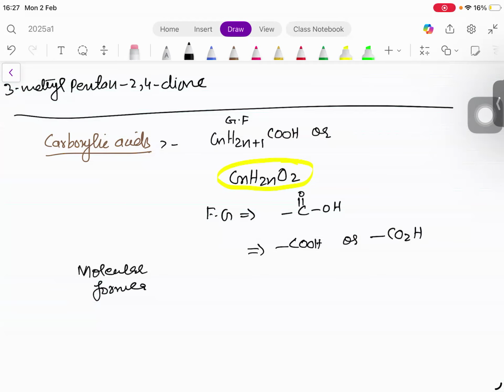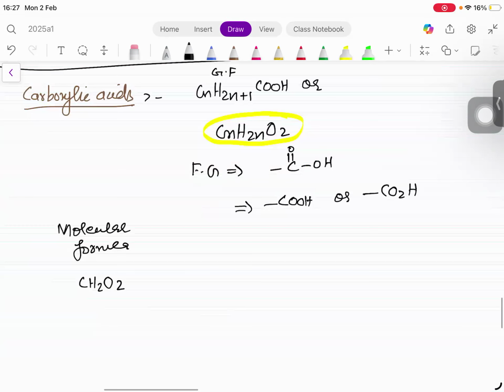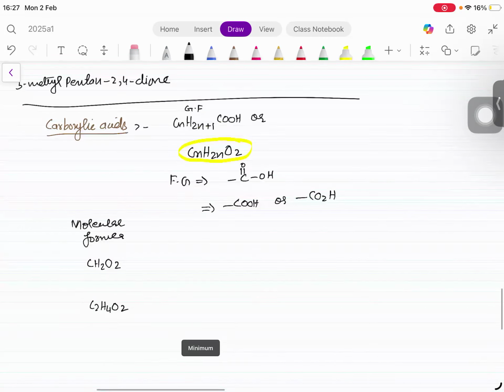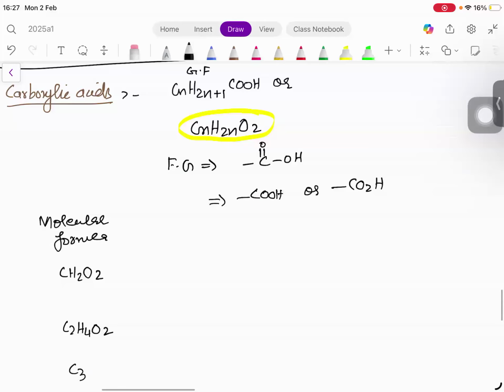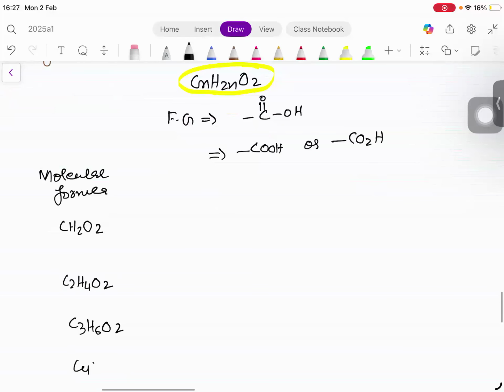You were using it in O level. This one is C1H2O2. This is the first member. C2H4O2. This is the second member. C3H6O2, third member. And C4H8O2 is the fourth member of carboxylic acid.